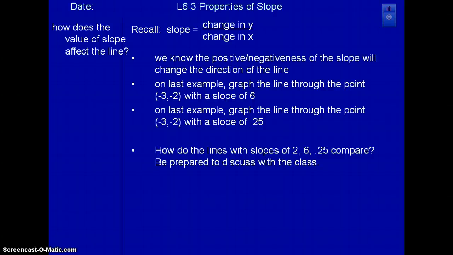So we are going to be doing some comparing. I'd like for you to compare these 3 different lines with the 3 slopes of 2, 6, and 0.25. How do they compare? And be prepared to discuss this with the class.